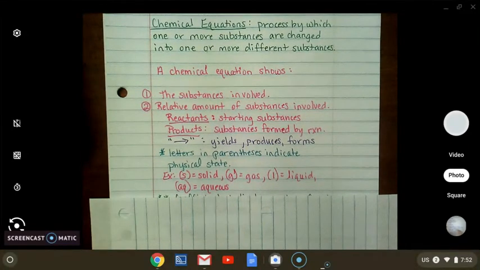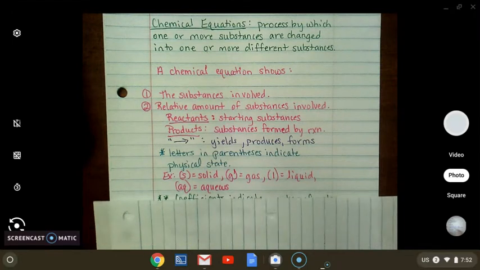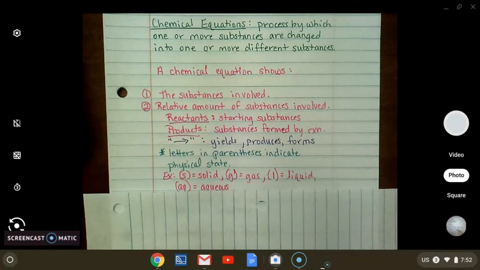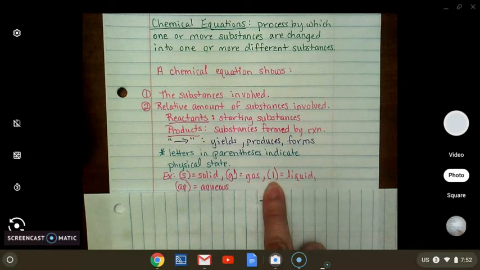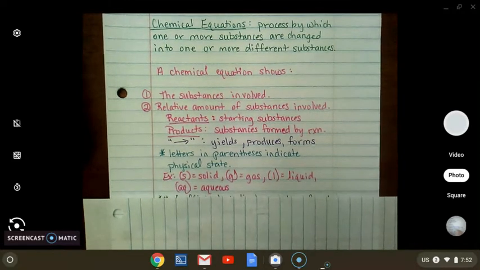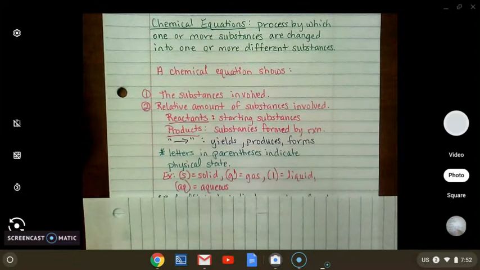of those substances. So you have your reactants, which is what you start with. Your products is what's formed. You'll have an arrow between the reactants and products, which means yields, produces, or forms. So if it's written in a sentence form, you'll know yields, produced, to form will be represented by an arrow. And then you'll have letters in parentheses, which indicate its physical state. So S is solid, G is gas, L is liquid. That is not an I, it's an L. And then AQ is aqueous.